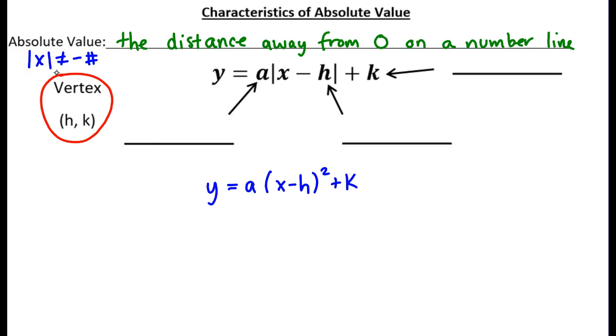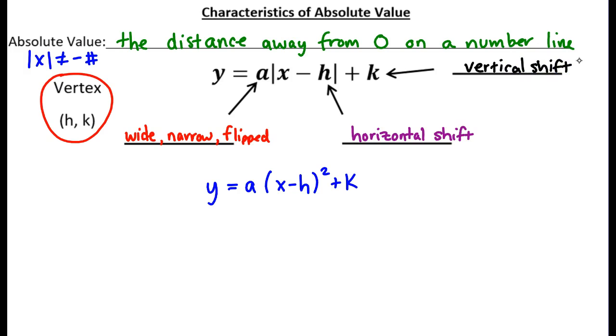So our a value is going to tell us one of three things. It's going to tell us whether the graph gets wide, whether it gets narrow, or whether it is flipped. Okay, and we can tell just based off of the given number. Our h value is going to tell us which direction we are going to be moving horizontally. So this will be a horizontal shift. And then lastly, our k value is going to tell us which way we will be moving in the vertical direction. So this is a vertical shift.